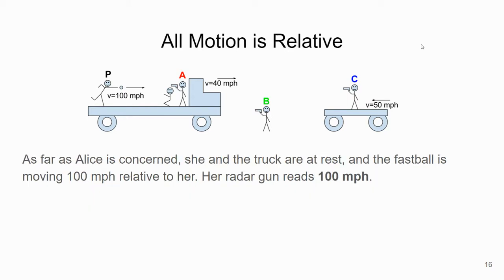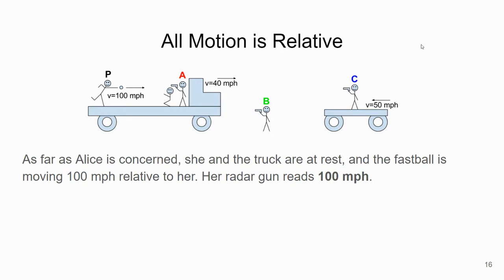As far as Alice is concerned, her radar gun is going to read 100 miles per hour because even though the truck is moving relative to the ground, to her and to Paul and to the catcher the truck isn't moving. The truck is at rest. The truck's not going to the right. The ground is going to the left. That's what they're going to say. Sounds a little bit weird, but it works. So her radar gun's going to read 100.